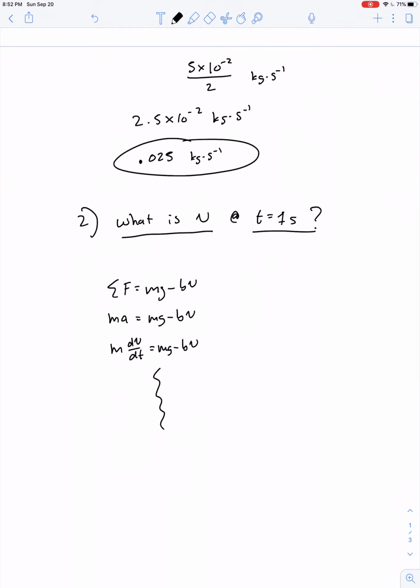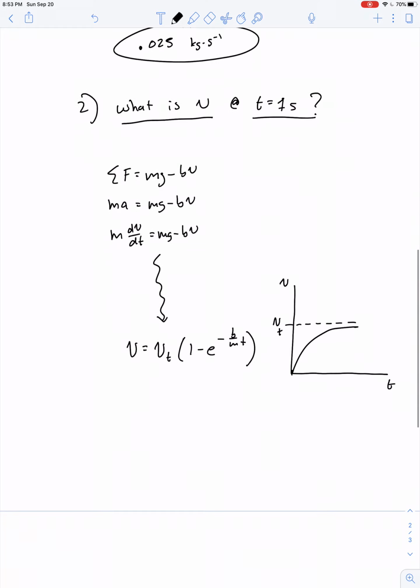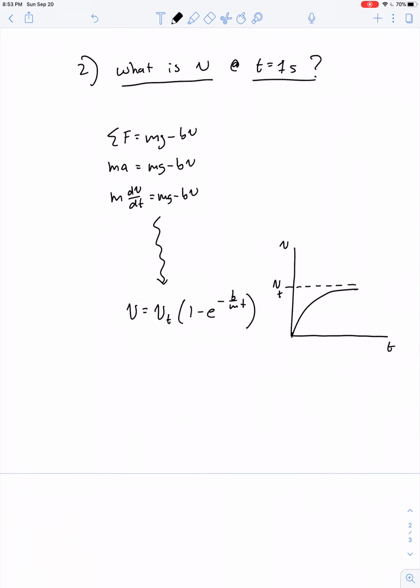Well, there's a few other steps, and if you haven't practiced it on your own yet, you can refer to your textbook and watch my previous lesson on how to derive the formula for velocity as a function of time from here. But the final result will be that the velocity is equal to the terminal velocity times 1 minus e to the negative b over m t. A graph of velocity versus time looks like this. It approaches this asymptotic value known as the terminal velocity. Okay, so we could use that equation to find the speed at time t equals 1 second.